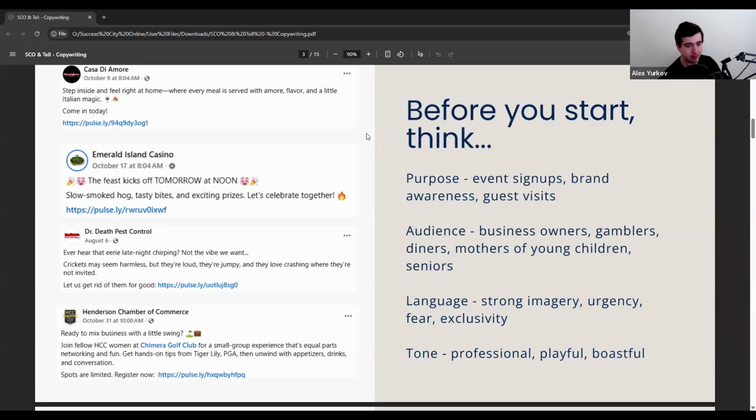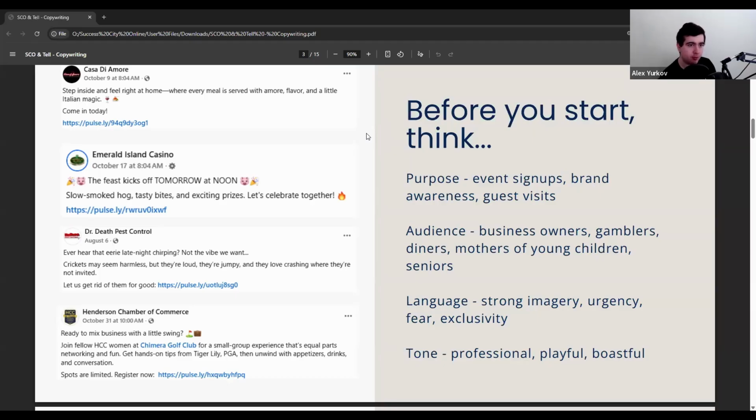Tone is another thing to keep in mind when building a hook and a copy in general. Do you want to sound professional? Do you want to be playful? Do you want to be boastful? What kind of copy do you want to build? On the left here, I've got some examples of what I thought were strong hooks.